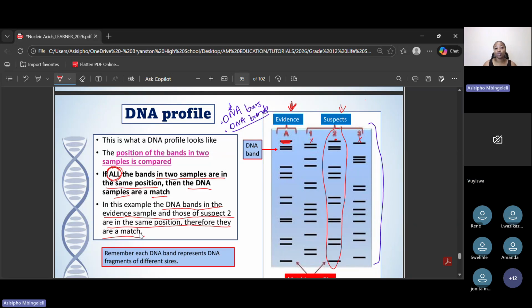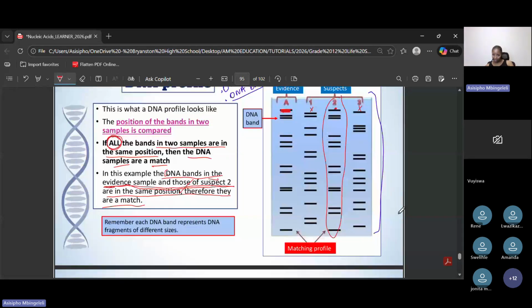So if they were to ask you to give a reason why you are saying suspect 2 is the one who committed the crime, this is your answer. The DNA bands in the evidence sample and those of suspect 2 are in the same position. Therefore, they are a match. Even this 'therefore' is not needed; the tick will be there. Remember, DNA bands, DNA bars. If you say the lines are in the same position, that is wrong. We're not going to lose those 2 marks.